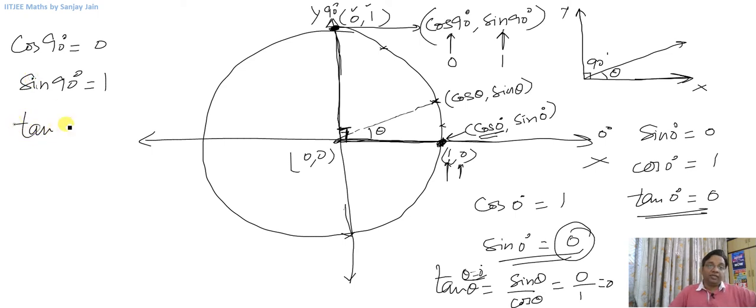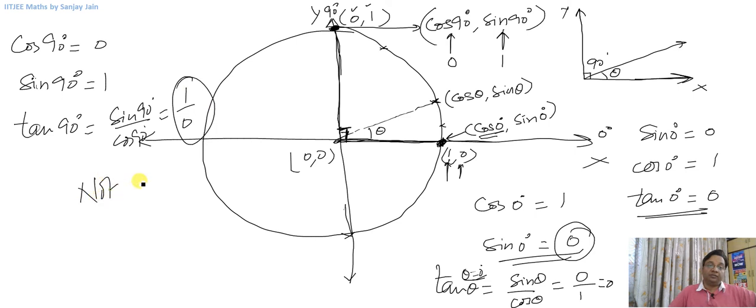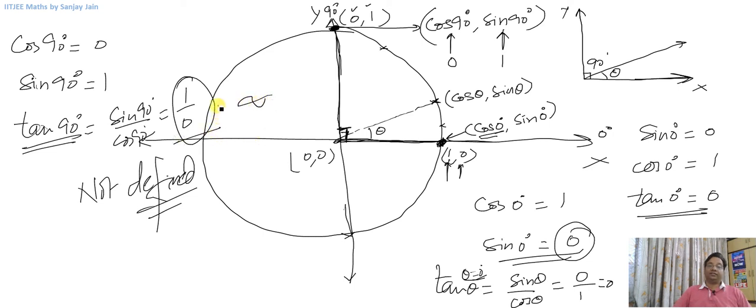So what will be the value of tan 90? Tan 90 being sine 90 upon cos 90 will become 1 upon 0, but 1 upon 0 is not defined. So the value of tan 90 degrees is not defined, or some of the books will write this value as infinity, because cos 90 is 0, so the value of tan 90 will be very large, very large, right? So it will be infinity.